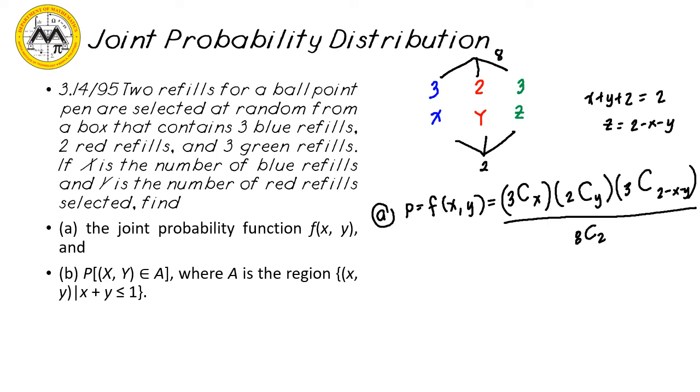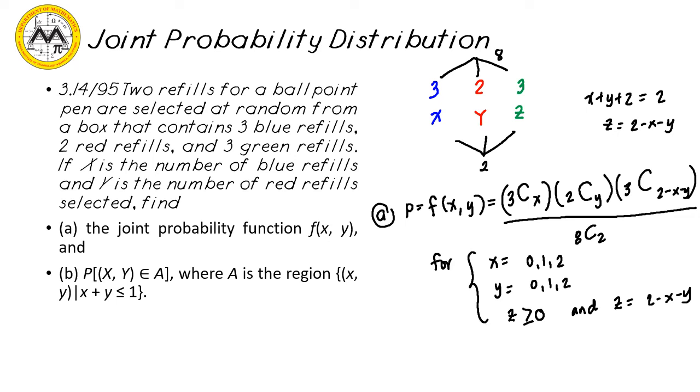You can evaluate this for x equal to 0, 1, 2. For y, it can be 0, 1, 2. And take note that z should be greater than or equal to 0, and z is equal to 2 minus x minus y. So this would be the restriction.